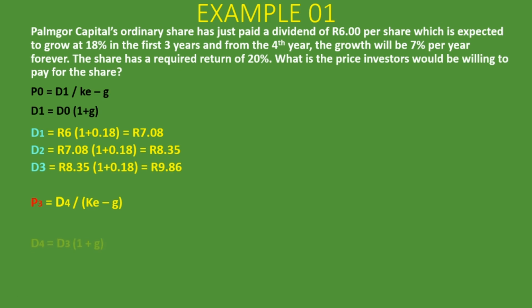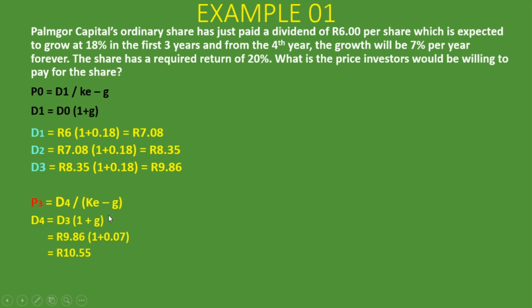So let's get D4. D4 equals D3, which is the dividend at period 3, 9 Rand 86 cents, and then 1 plus the growth rate of 7%. So 7 divided by 100 is 0.07, so we put it in decimal form. And here it is, 9 Rand 86 cents, the dividend at period 3, times 1 plus 0.07, and it will give us a dividend at period 4 of 10 Rand 55 cents. Now that we have the dividend at period 4, we just need to divide that answer by the required rate of return of 20%.